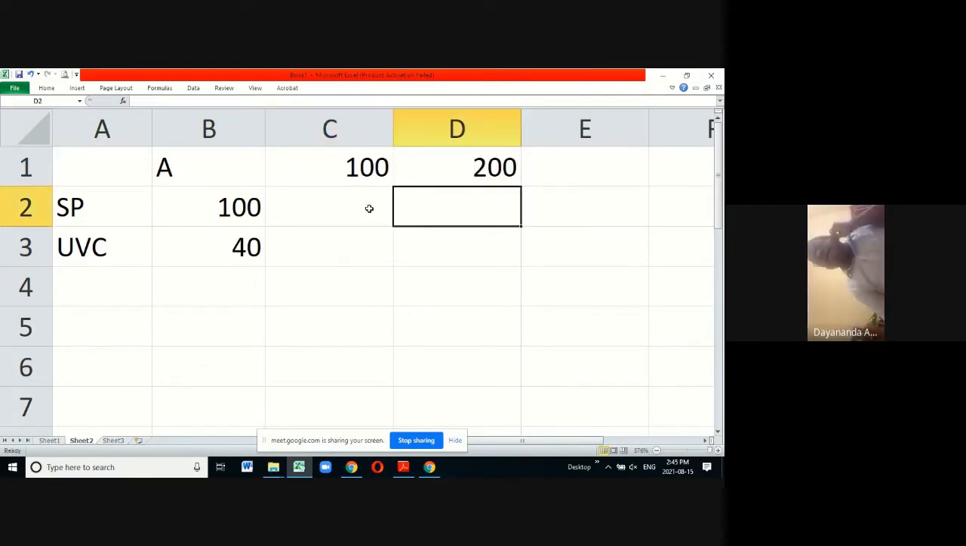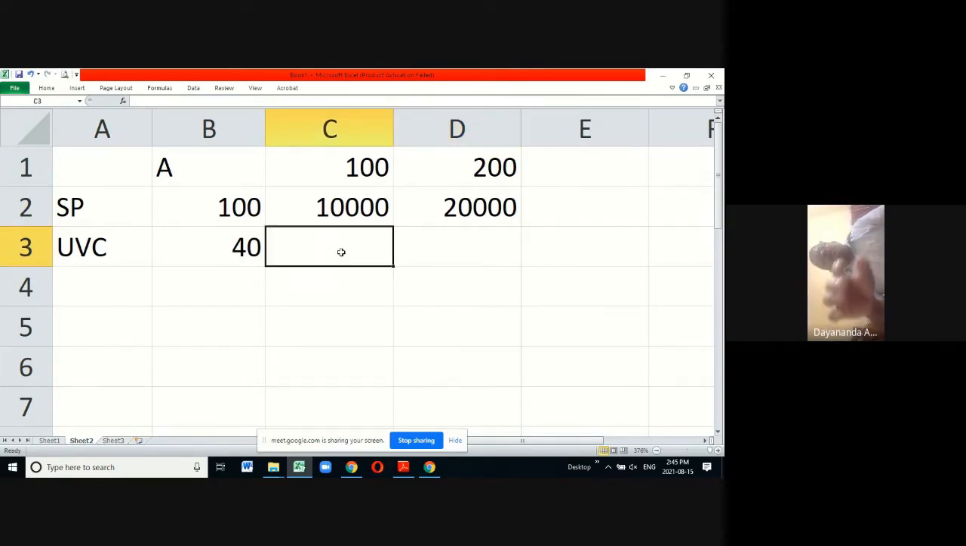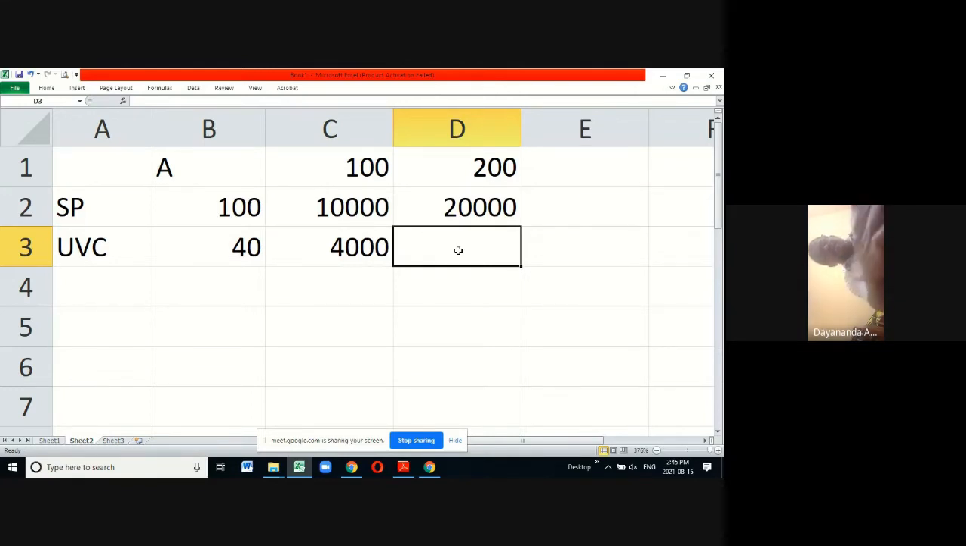Likewise, if you sell 100 products or 200 products, we can calculate the total sales. Here the total sales is how much? Yes, 10,000. Here the total sales is 200 into 100, so much. Here the total variable cost would be 4,000 for 100 units, and 8,000 for 200 units. That is the idea. Is it clear?